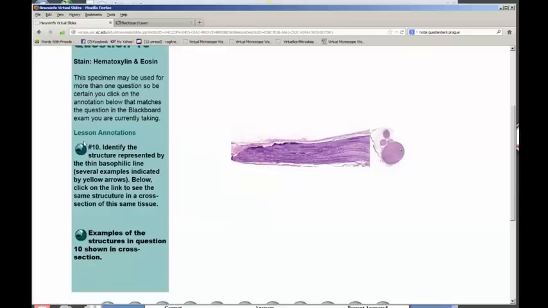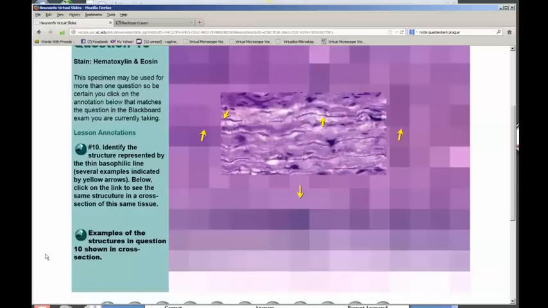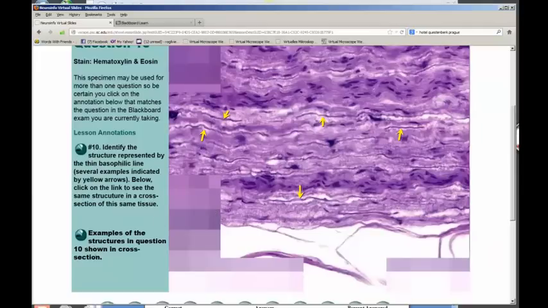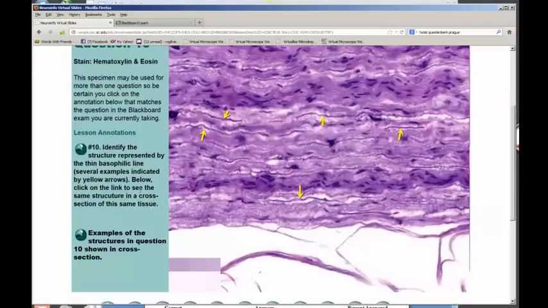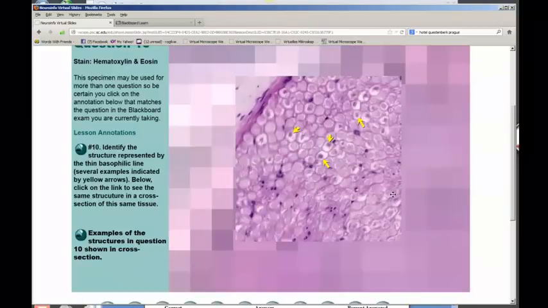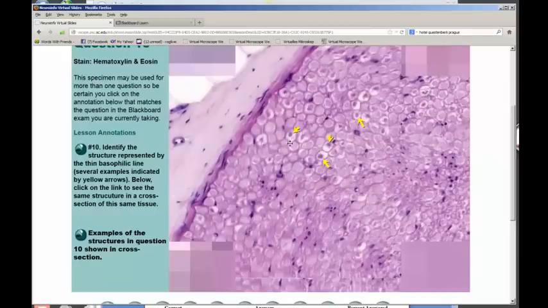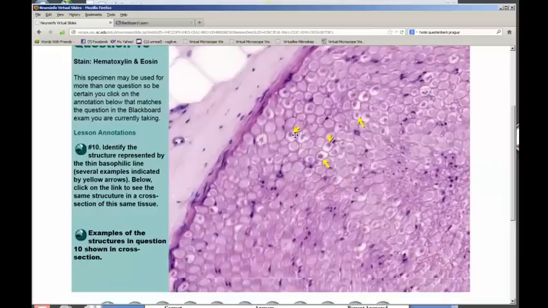So the next question is to identify the structure represented by the thin basophilic line, and several examples were indicated by yellow arrows. And below, I'll click on that in a moment, you can see a cross-section of this. I see a very thin basophilic line, and in my experience, I immediately recognize this as the axon in the middle of a nerve fiber, where surrounding it, the light area, is the myelin sheath. Now if I click on the cross-section, that should be confirmed. And there it is. There's your axon, and around it a light area, which would be the myelin sheath, and out here a thin layer of the Schwann cell cytoplasm.